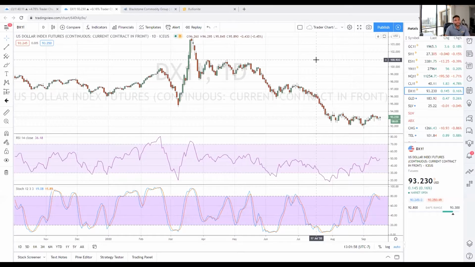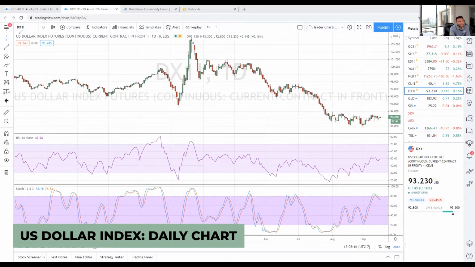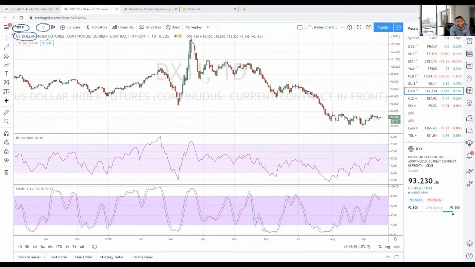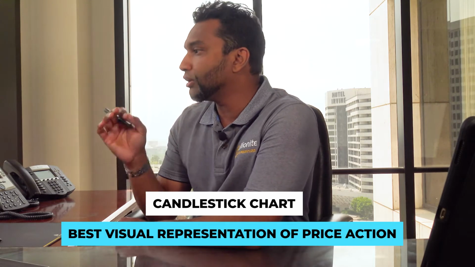Okay, so we're looking at a very interesting chart, and I want to point out a few things. First, as always, I'm just going to make everyone familiar with the type of chart we're looking at, right? So the chart that we're looking at right now is the US dollar candlestick chart, and you can see it's a continuous contract. So it's the chart that'll give you the best price movement. And the next thing is we're looking at a daily chart, and we're looking at a candlestick chart. Again, why do I look at candlestick charts? Because they are the best visual representation of price action. And you have to have that in order to make good, actionable decisions when it comes to trading, okay?